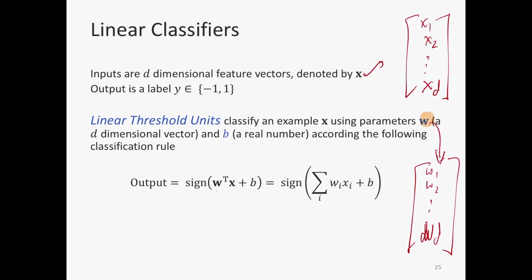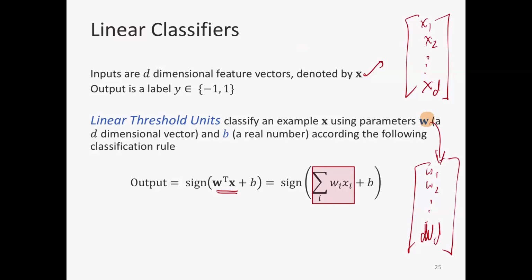The classification rule is you take the dot product of W and X, which is nothing but the weighted sum of all the features. You multiply each feature with its own weight, Wi times Xi. You add them all up, you get a number. And then to that number, you add the number B. You still have a number, and you check if that number is positive or negative. The output is nothing but the sign of the resultant dot product plus the bias.